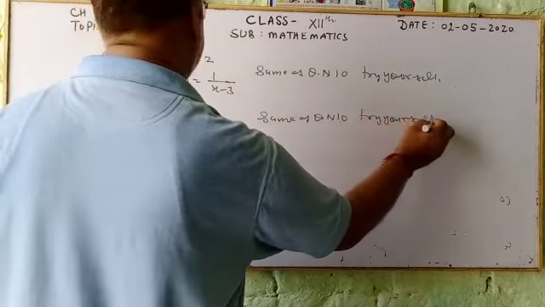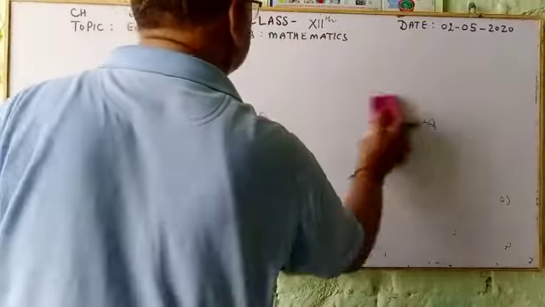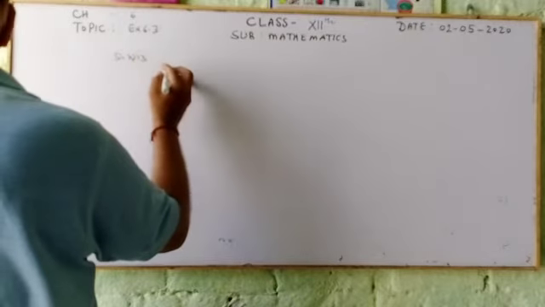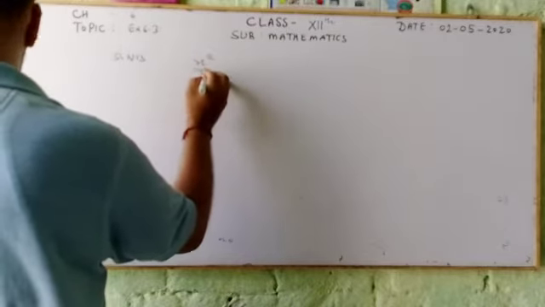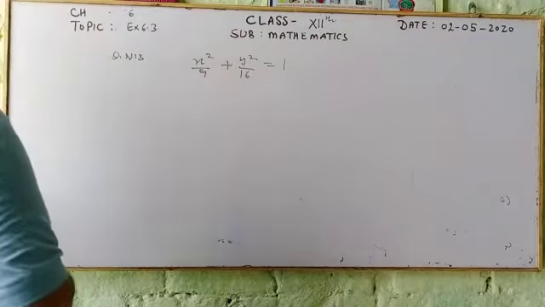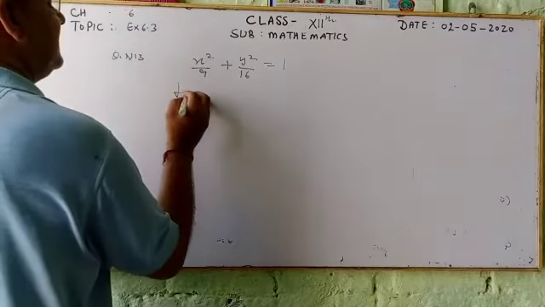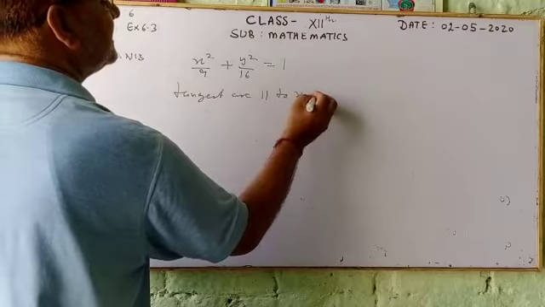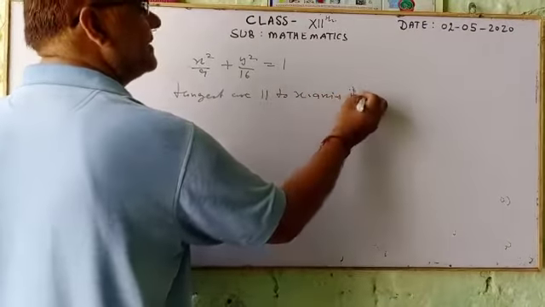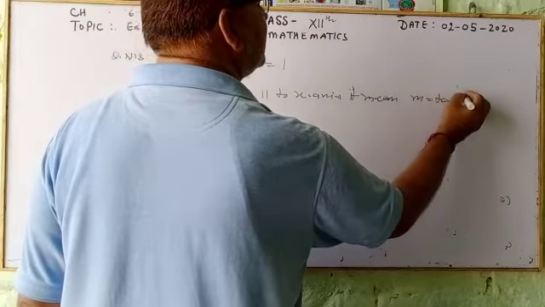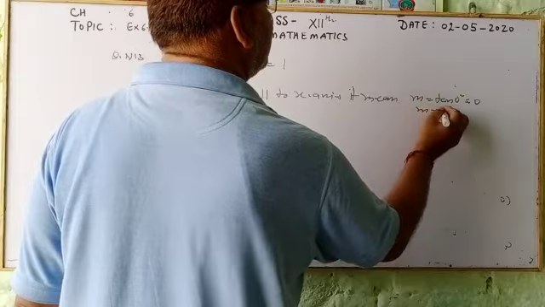We are taking question number 13. Find the points on the curve x square upon 9 plus y square upon 16 equal to 1 at which the tangents are parallel to the x-axis. Tangents are parallel to the x-axis. It means slope m equal to tangent 0 degree, that is 0. So m equal to 0.